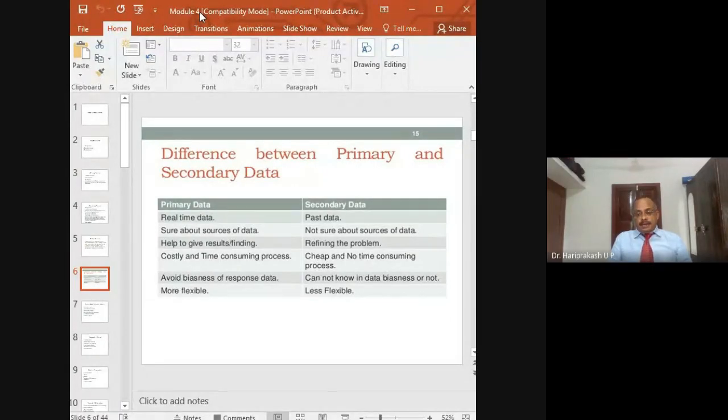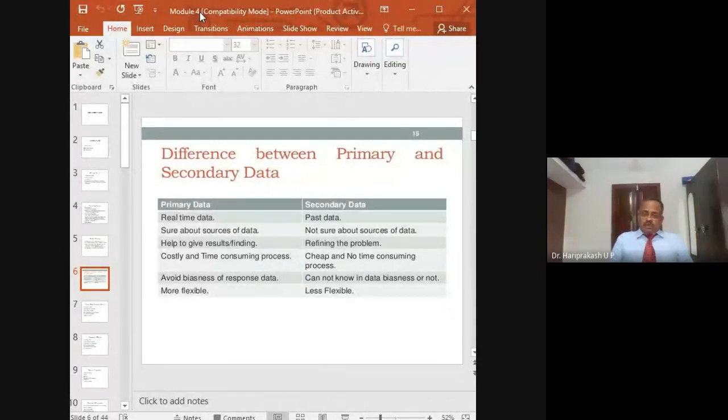You will have to prepare a tool, a questionnaire. You will have to meet 100 people, each person, and collect it. It may take 15 days, 20 days, right? Depending on the research, observation, focus group, interview, any of these primary techniques of collecting data is more expensive and time-consuming.